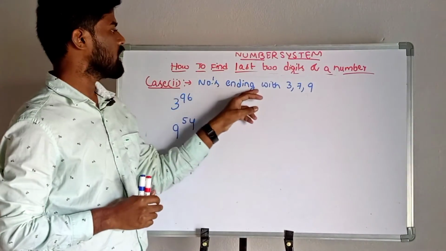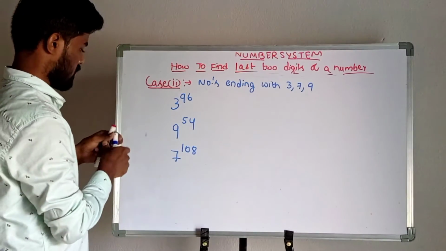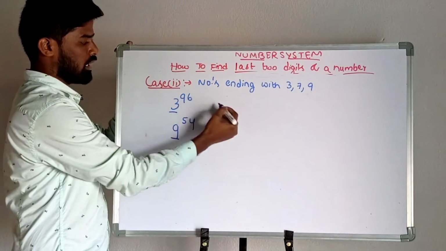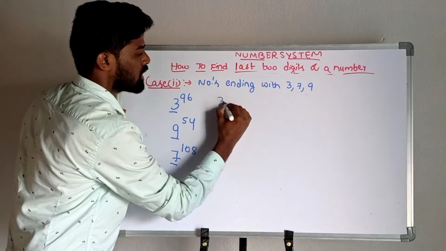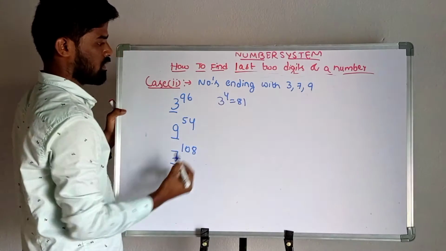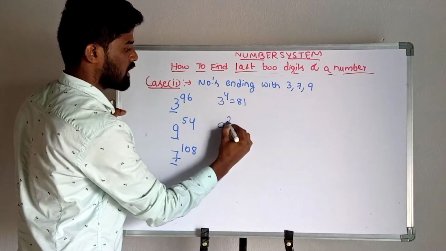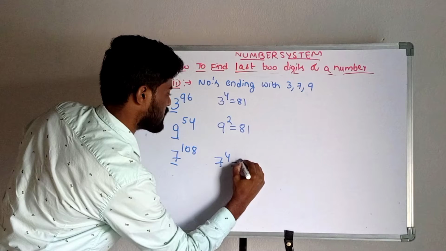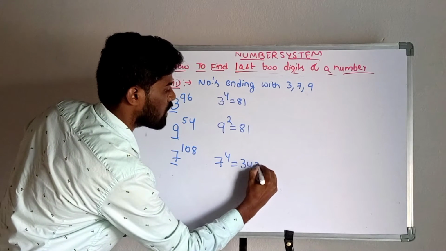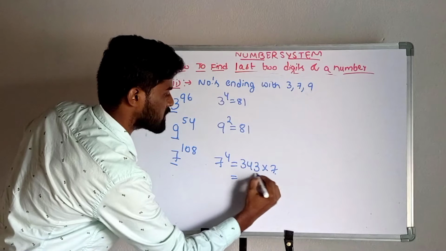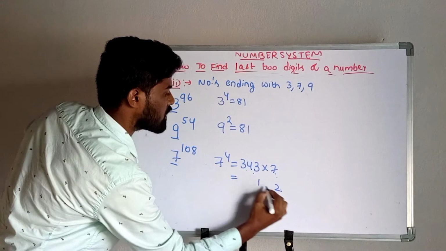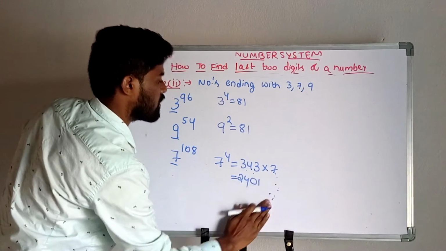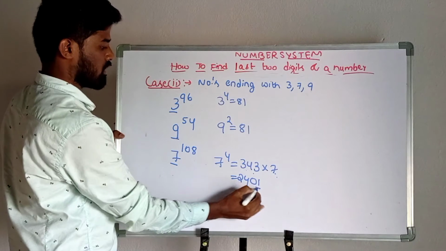Case 2, numbers ending with 3, 7 and 9. First we will convert the base number in each case so that it ends with 1. We know that 3 power 4 is 81. Also 9 square is 81. In this case 7 power 4 becomes 7 cube into 7. We know that 7 cube is 343, into 7. 7 into 3, 21. 7 into 4, 28, plus 2, 30. 7 into 3, 21, plus 3, 24. Here also 7 power 4 ends with 1.